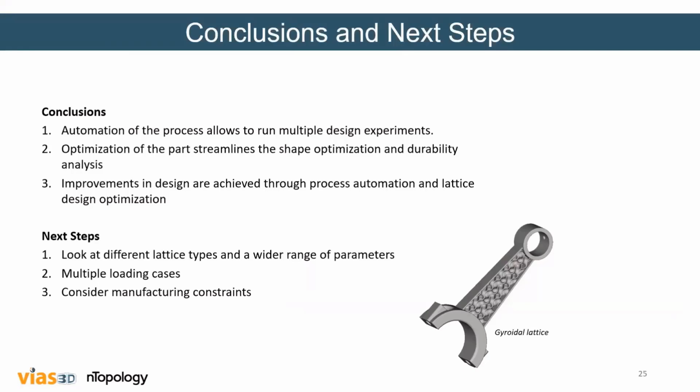And this just gives us improvements in design through multiple levels of optimization and sharing the process among a lot of advanced software. So we have some next steps here. We could look at different kinds of lattices. This is an example of a gyroidal lattice. We could look at multiple loading cases simultaneously. Maybe consider manufacturing constraints, outside of either an additive manufacturing or inside of that.